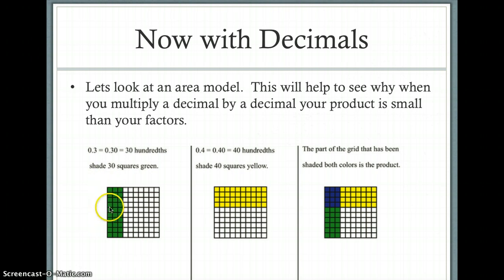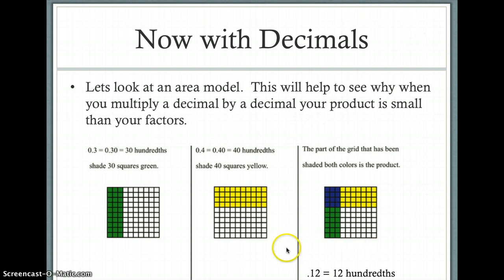So you've got your 3/10, 30 hundredths shaded in. Remember, it's out of the whole. I've got 30 hundredths times my 40 hundredths, or 4/10, which I've got shaded in over here on the whole. Then you take the two and overlap them, place them on there. So you still have your 40 hundredths going across, and you still have your 30 hundredths going down. And the overlapped area, the region shaded by the two colors, is your product, which would be 4 by 3, giving you 12 hundredths.